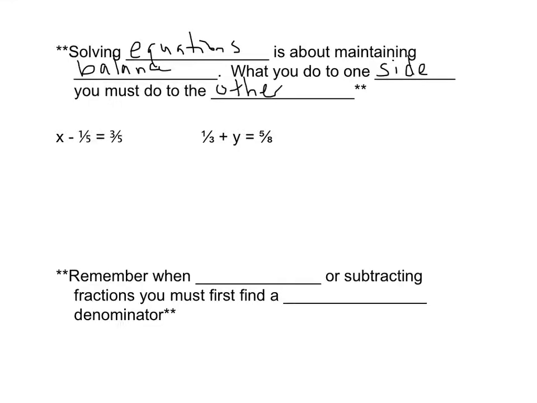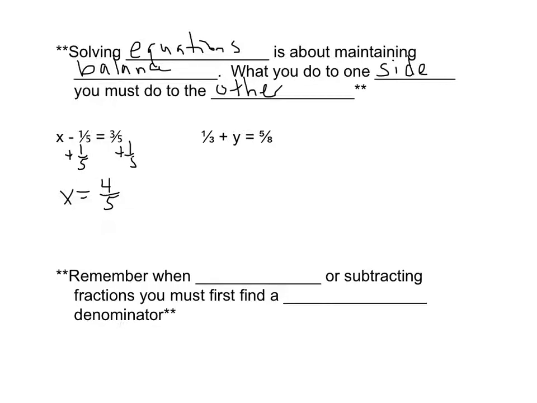So for example, if I have x minus 1/5 equals 3/5, since I'm subtracting 1/5 from 3/5, I'm going to add 1/5 to both sides. X would equal, since my denominators are the same, 3/5 plus 1/5 would be 4/5. So now you go ahead and pause the video and try the next one on your own.